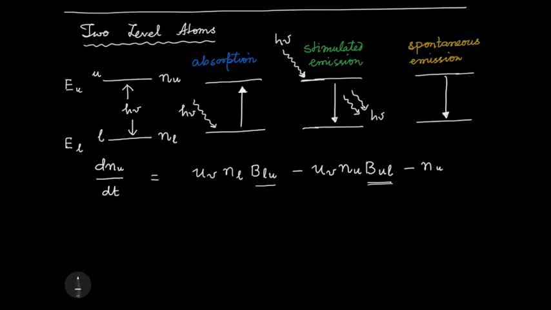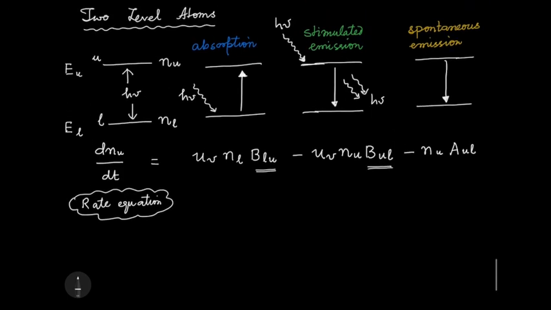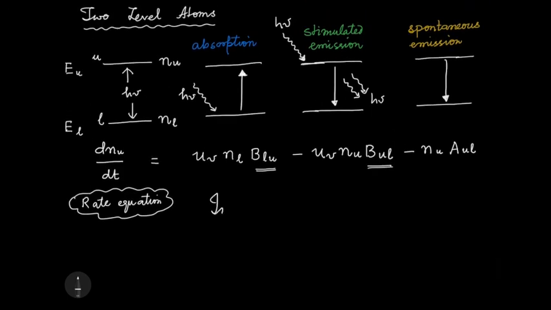And now I will need another coefficient here, which will definitely be different than this, because this one requires the radiation to be there, and both of these require radiation. Because of them, we labeled it with B. So this one I will label with A. So this is AUL. Okay. So this type of thing is called a rate equation. This is a rate equation.